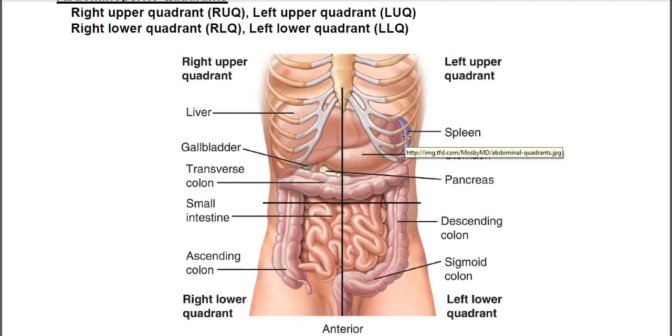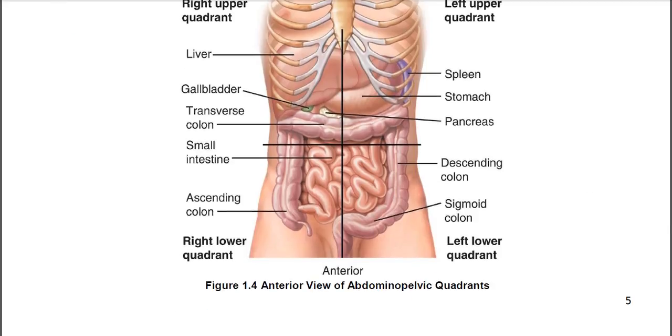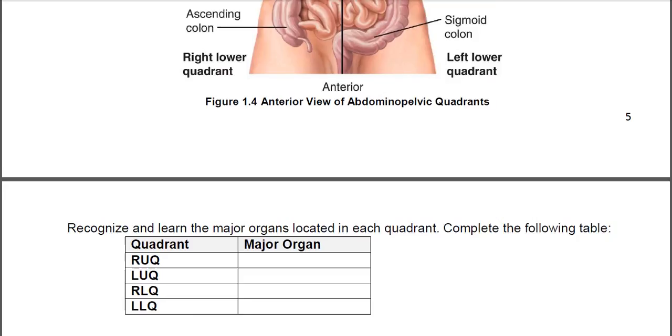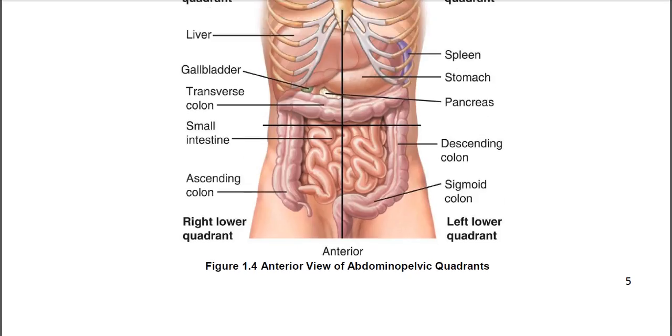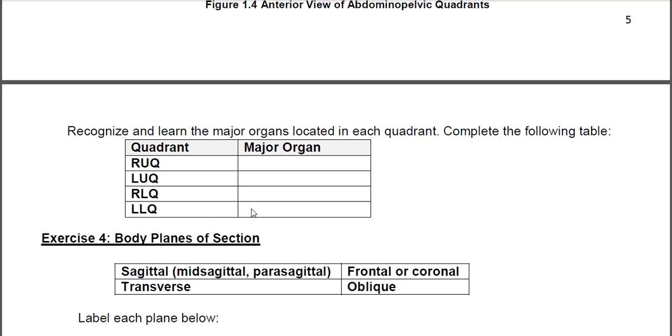So looking at this diagram, what you're responsible for is knowing which organs are in which quadrant. And so if I ask you, name an organ that's located in the left upper quadrant, you could say spleen. Or if I said, what quadrant is the majority of the ascending colon in, you would have to tell me the right lower quadrant. So when you go through and look at that diagram here, you can fill it in this table here.